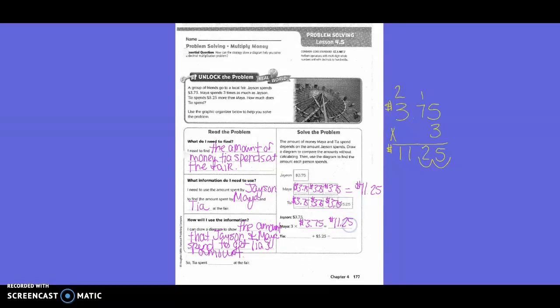So then we're going to take our $11.25 plus what, guys? $5.25. Bring down our decimal, right? 5 plus 5 is 10. There's 0. Carry our 1. 1 plus 2 is 3. 1 plus 5 is 6. And bring down the 1. So how much does that equal? $16.50. So Tia spent $16.50 at the fair.